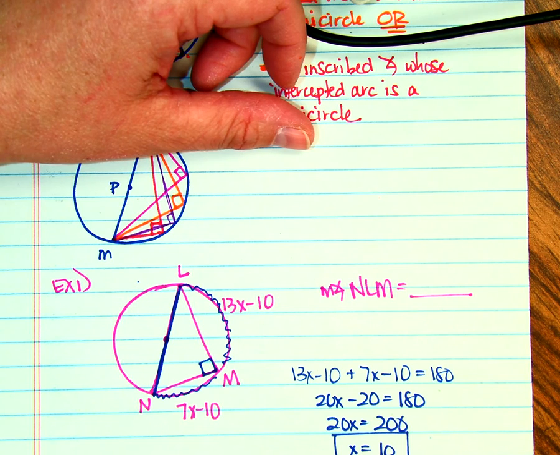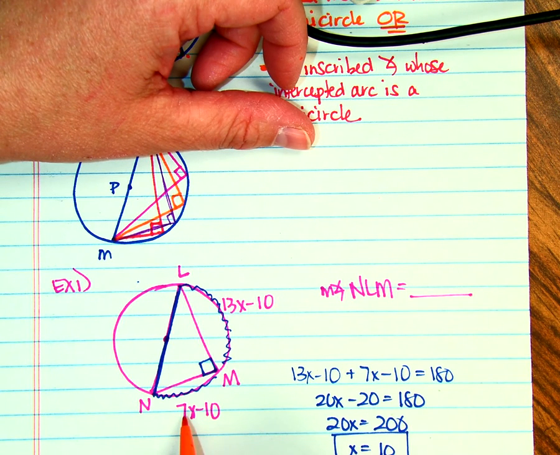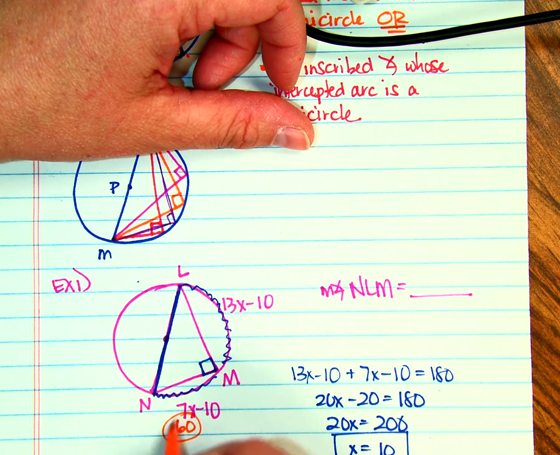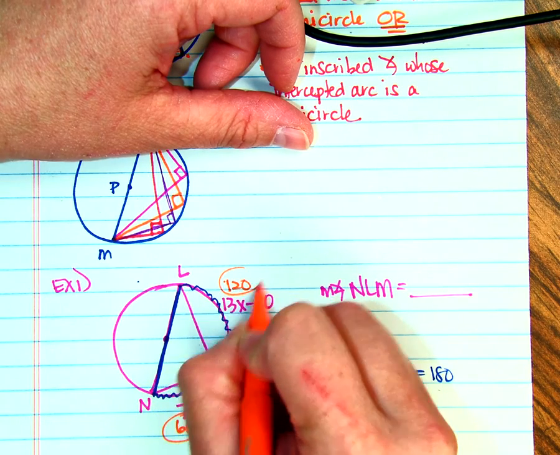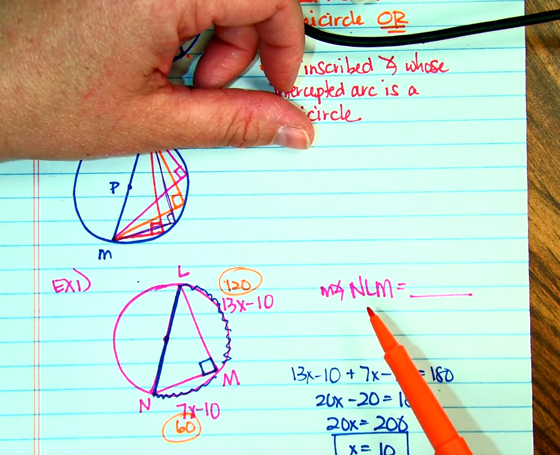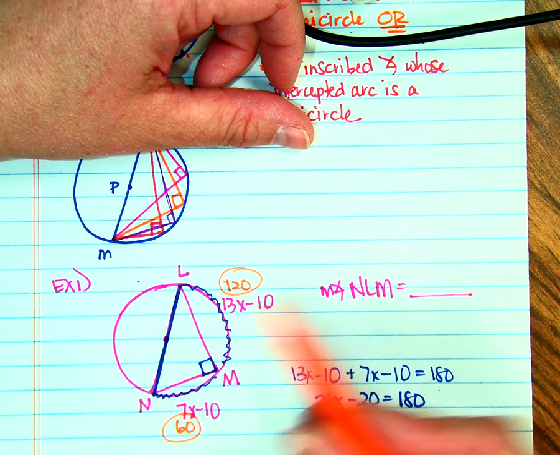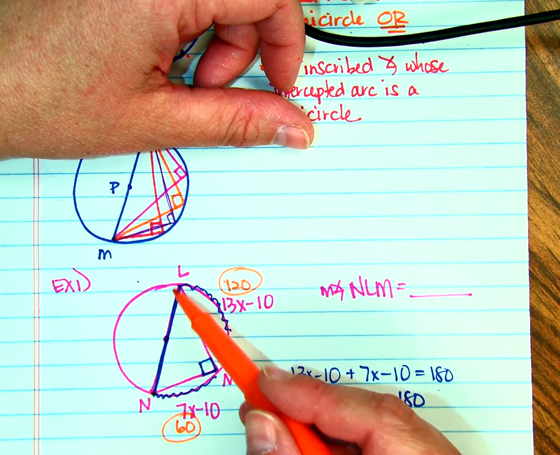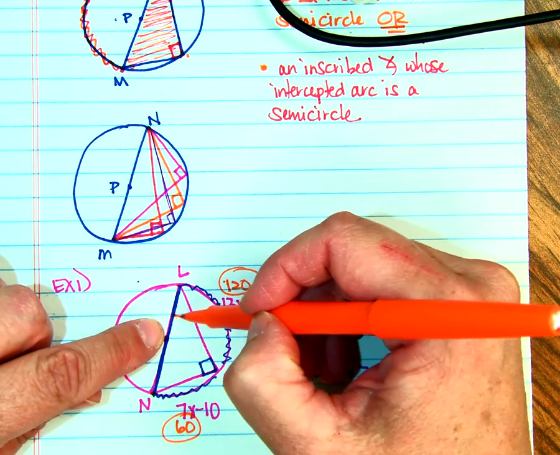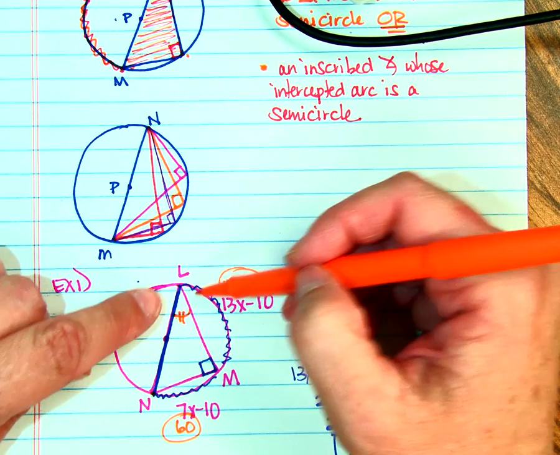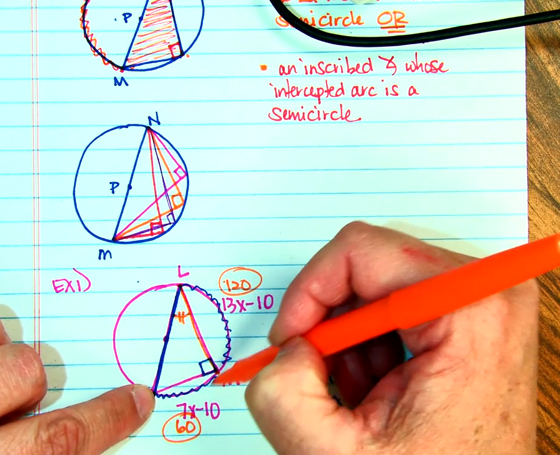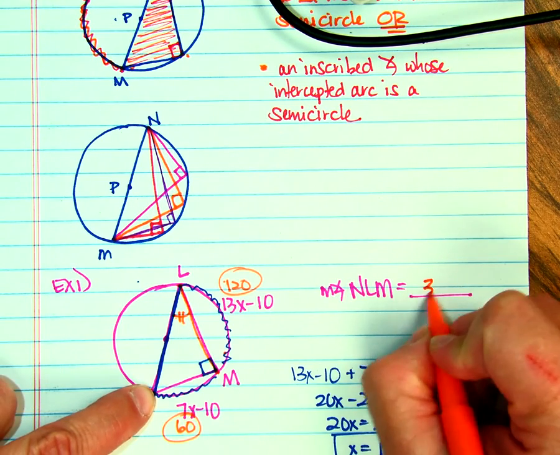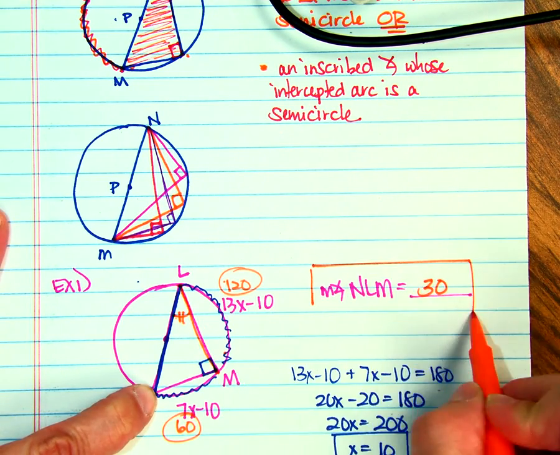So if I plug in my values, if I put a 10 in here, 7 times 10 is 70. That gives me 60 for this arc. 13x gives me 120 for that arc. So let's look at what I'm looking at. I'm looking at angle NLM. So NLM, I'm looking at this angle right here. And if I follow this to its intercepted arc, it's taking me to this one, which is 60. So I know the inscribed angle is half of that.